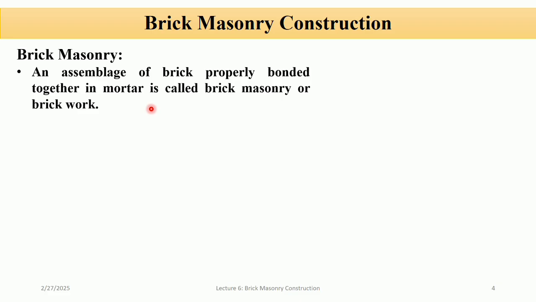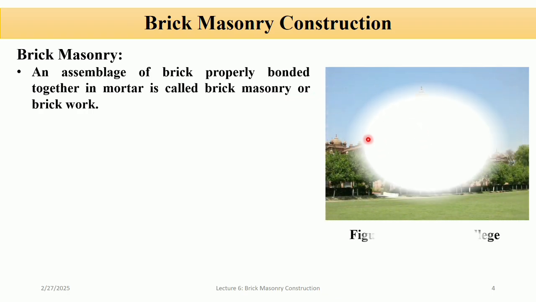The mortar to be used in brick masonry may be mud mortar, lime mortar, or cement mortar, depending upon the class and strength of the work desired. Brick masonry is commonly used for construction work of ordinary as well as important buildings and other structures in areas where natural stone is not obtainable cheaply and abundantly.